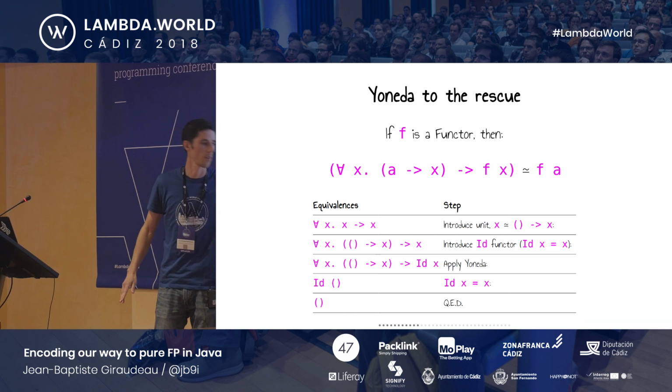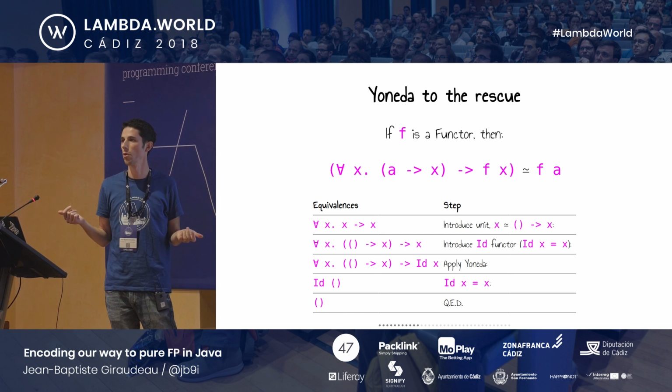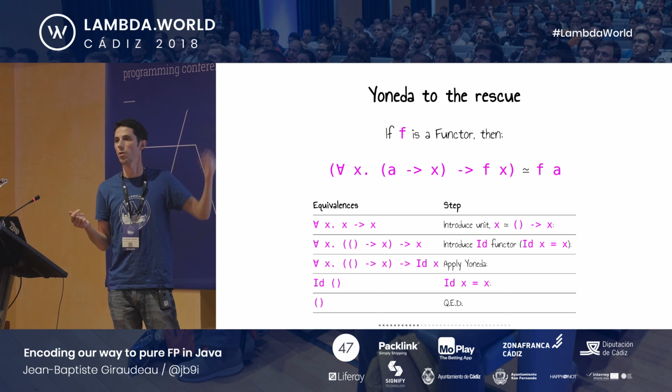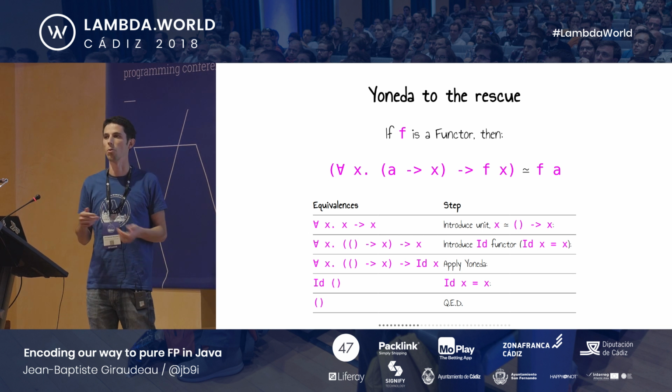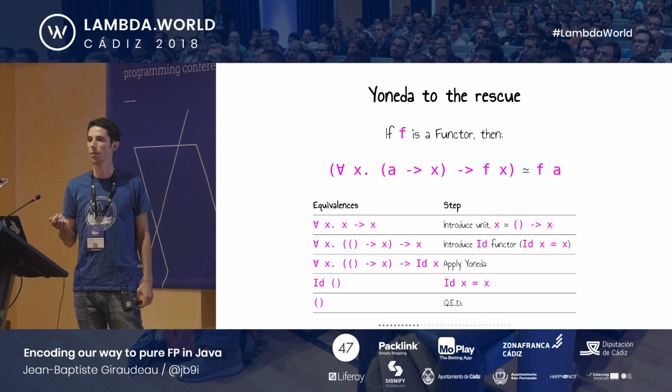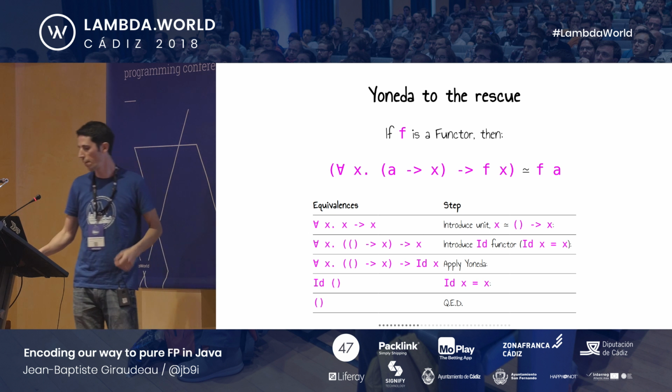And ID unit is, of course, unit. Unit has only one inhabitant. So this means that we have proved that the ID function has only one inhabitant. It also means that you don't need to write any test. There's only one possible implementation, excluding bottom values.